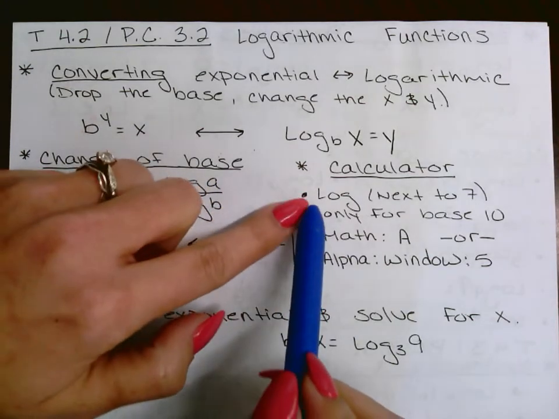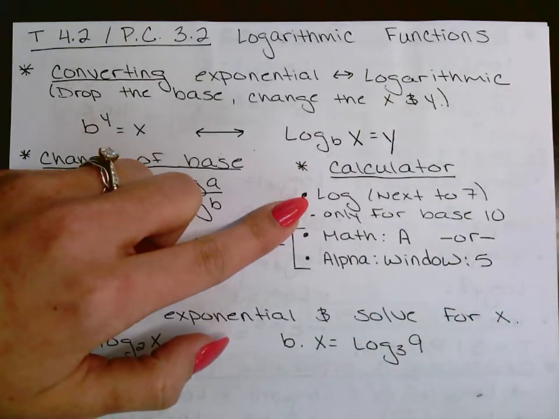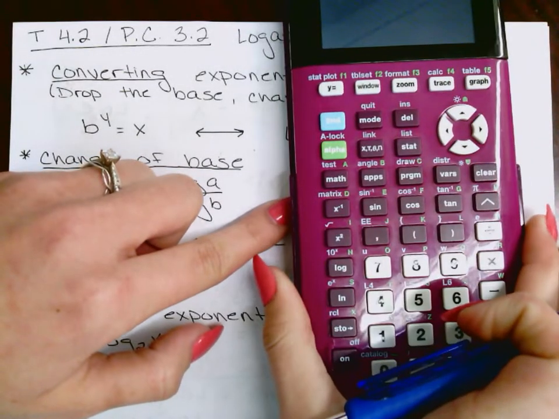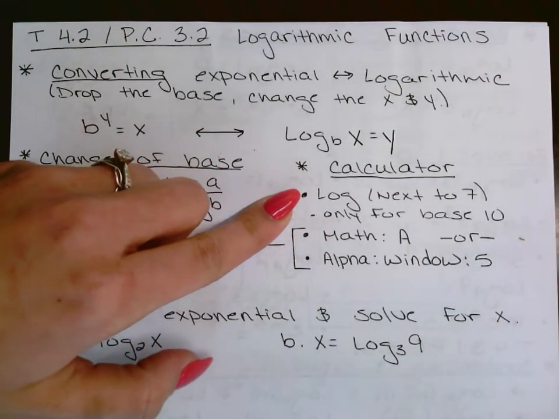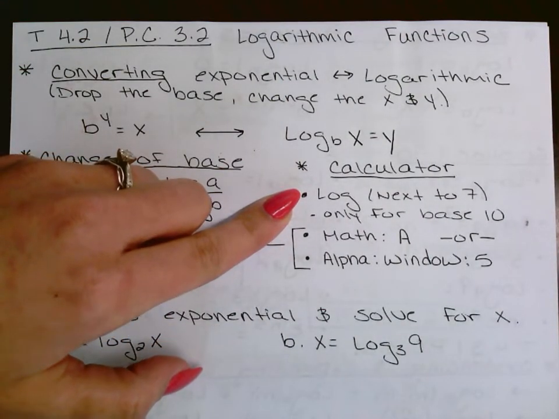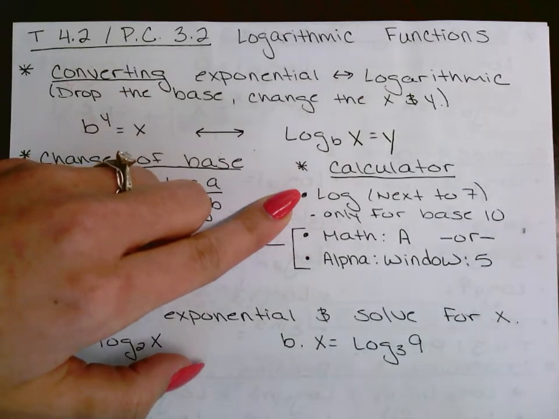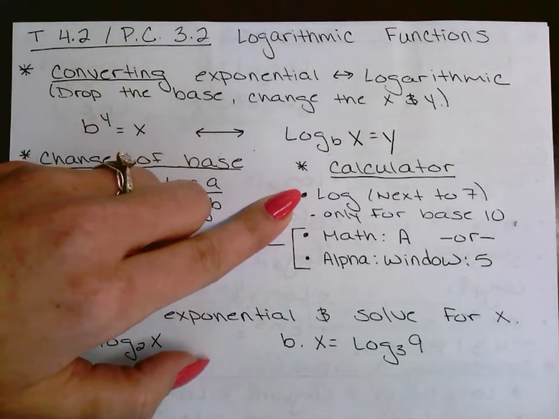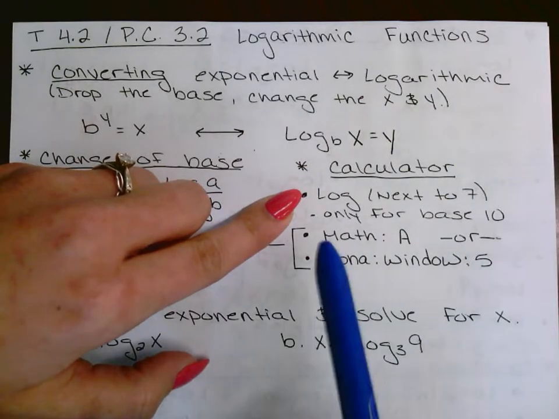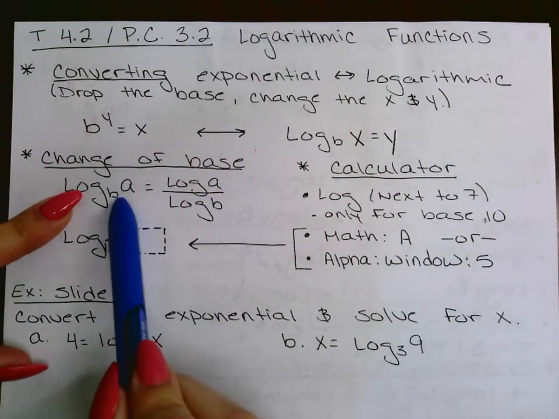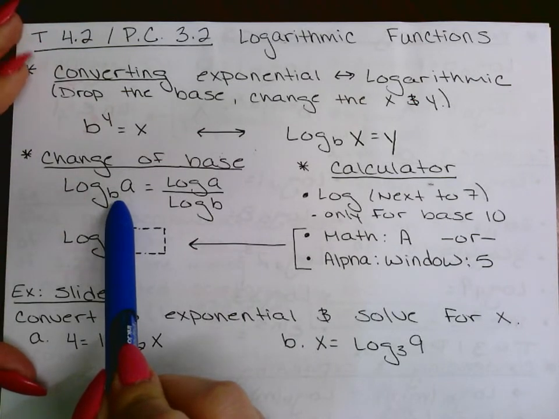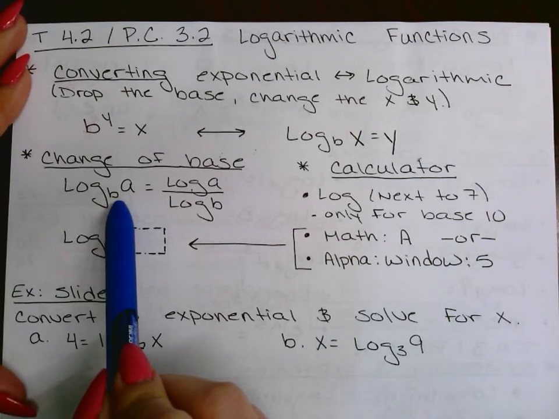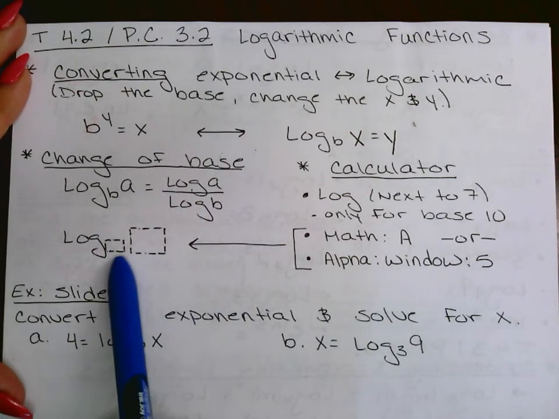Okay? So looking at your calculators, next to number 7, we have the log button. Okay? So I'm just going to show you really quick. Right here next to 7, we have our log button. Now, I don't know if you remember from Algebra 2, log without a little base is a base of 10, which is what that button does. That button only does base 10, which is why we need this change of base formula whenever we have a different base.